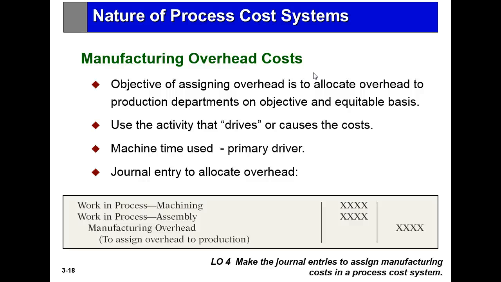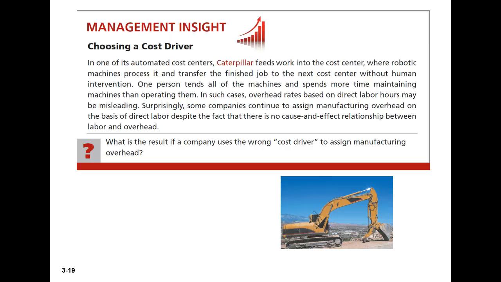So in the same respect, we're going to find some type of predetermined rate that will go into either the assembly or the machining and then credit our manufacturing overhead. So we're still using some type of predetermined rate, but it's going to go into each one of those machining departments or assembly process.